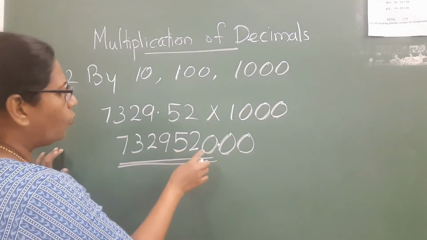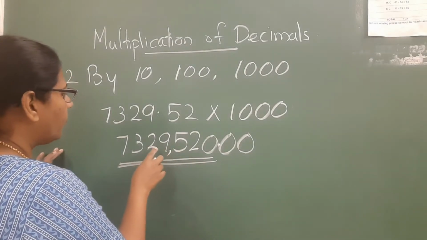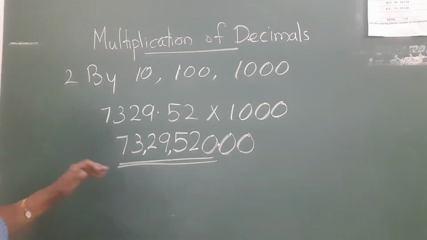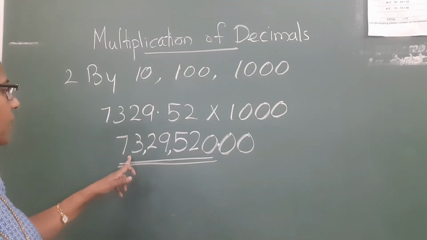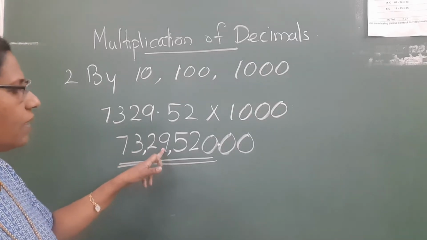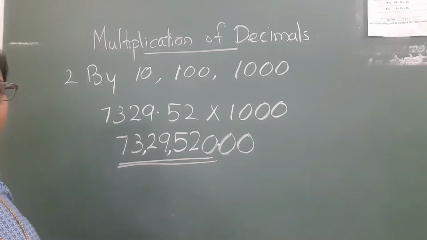Ones, tens, hundreds, then thousands, 10,000, lakh, 10 lakh. So we got the answer 73 lakhs 29,520. That is the answer we get.